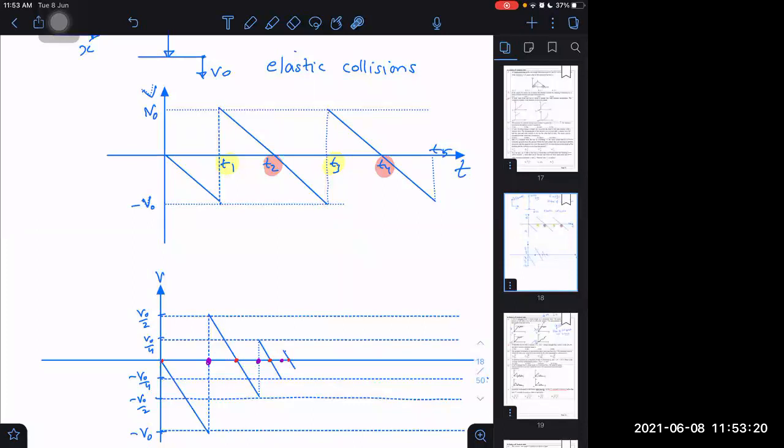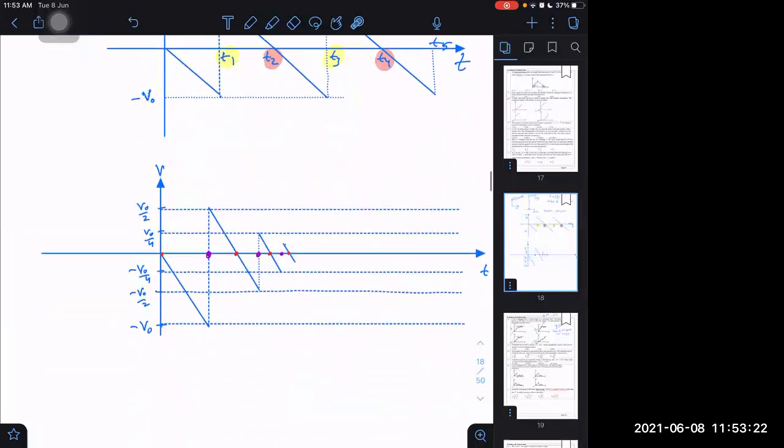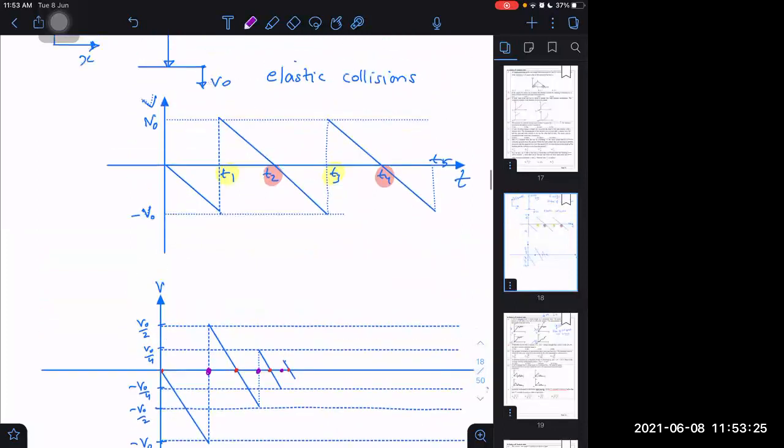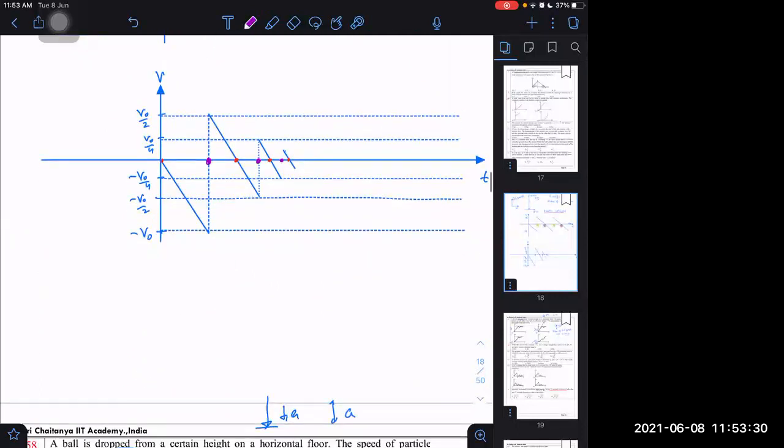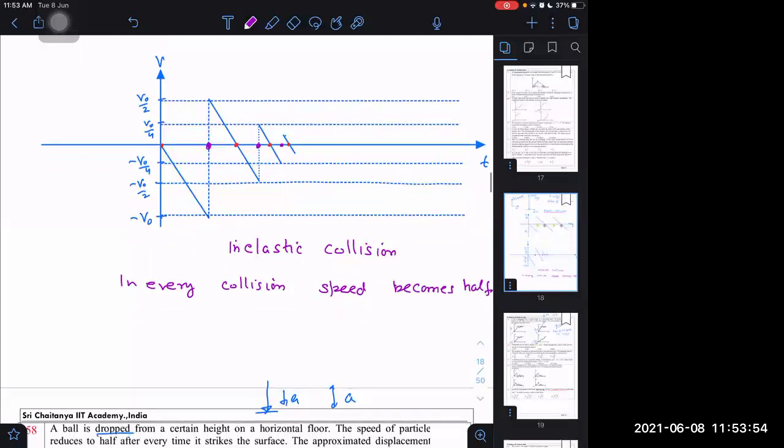Right. So what is the difference between the first graph and the second graph? The difference is only one thing. In the first graph I have assumed elastic collisions, and the second graph is for inelastic collisions, the real collisions which in reality take place. Here I have assumed that in every collision the speed becomes half. That is our graph.